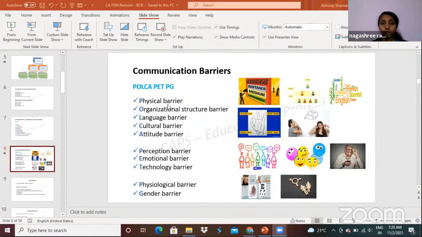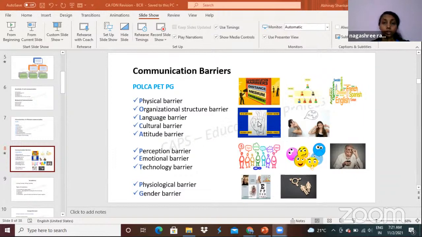Now POLKA, P is physical barrier, which is all the barriers in the physical form. O is organizational structure barrier, which is the barrier with respect to the hierarchical levels, wherein you have to go through that hierarchy only for the communication. The third one, L, is called language barrier, wherein the different languages used can be a barrier. It is not only language, also the unfamiliar words or very high sounding words, the jargon words can also act as language barriers. C stands for cultural barrier. There are lots of examples for this.